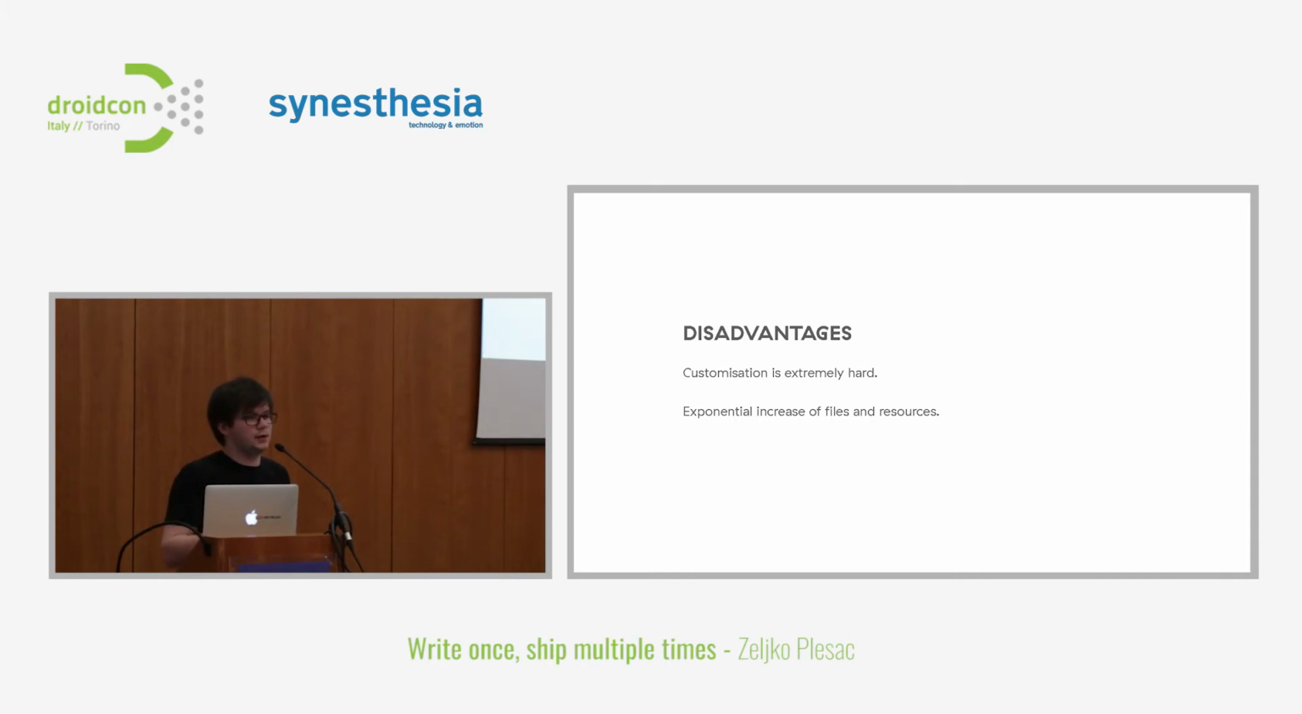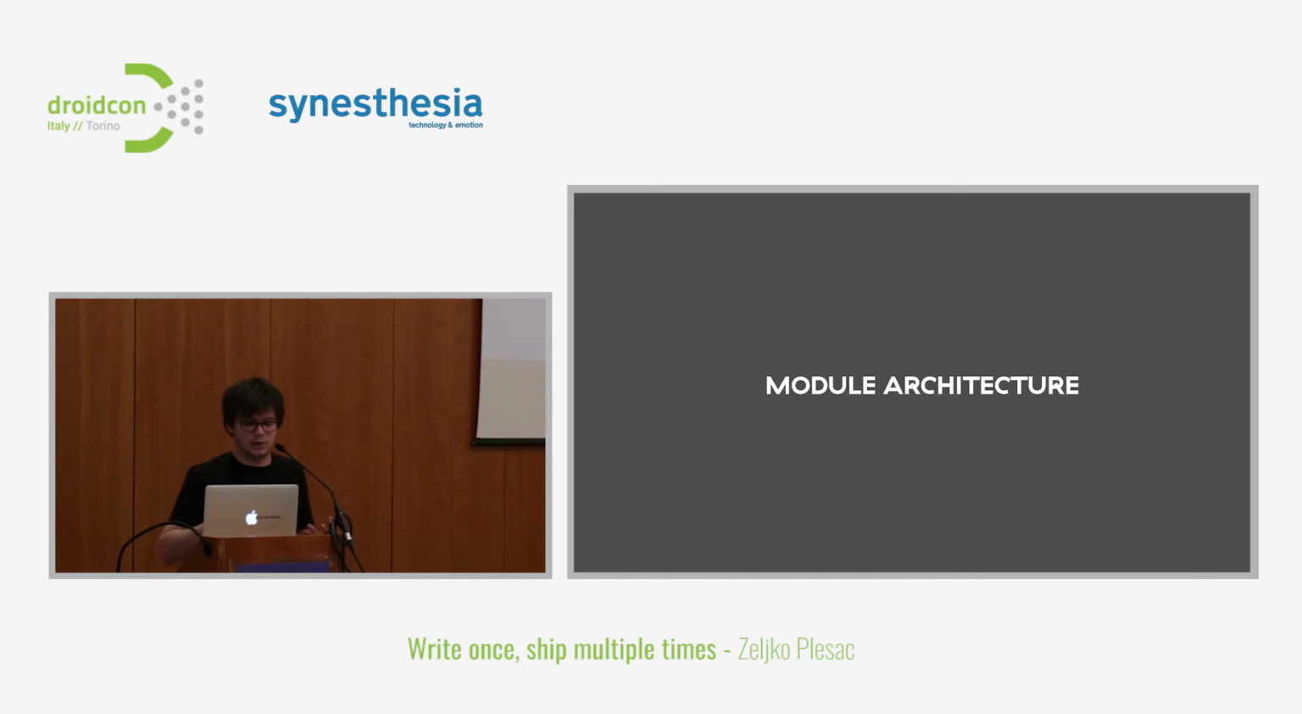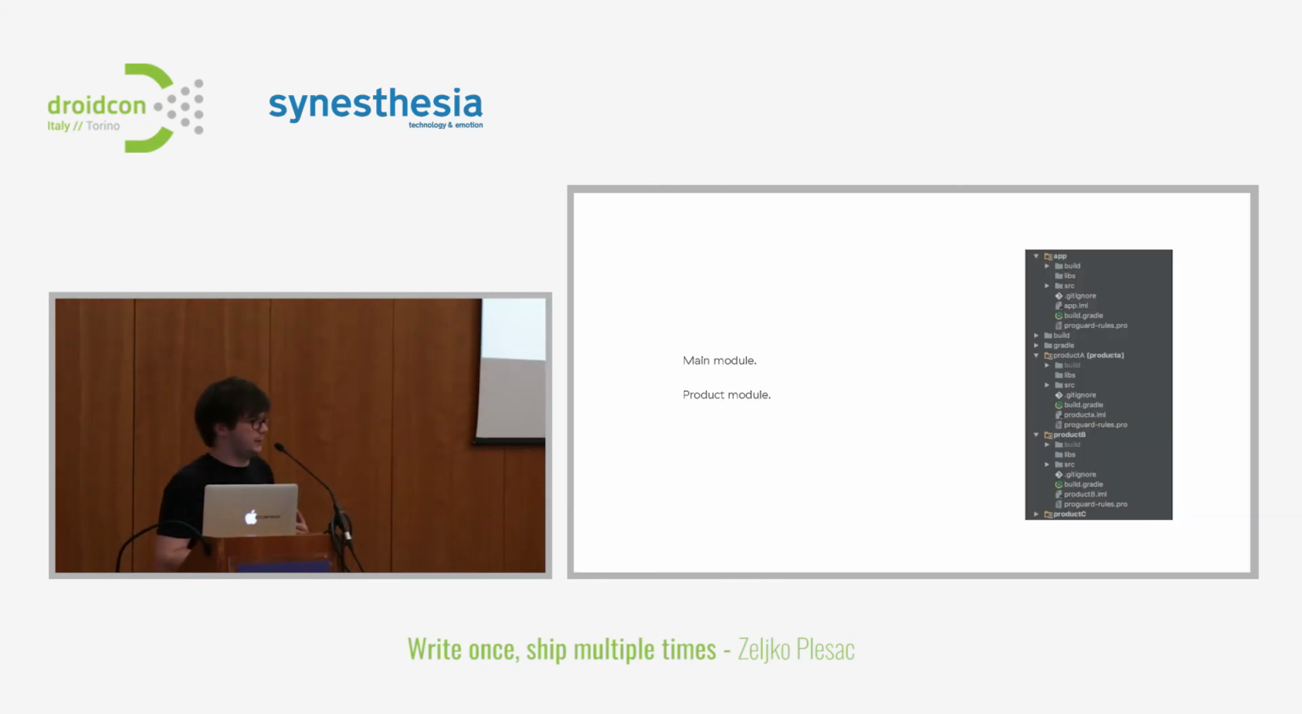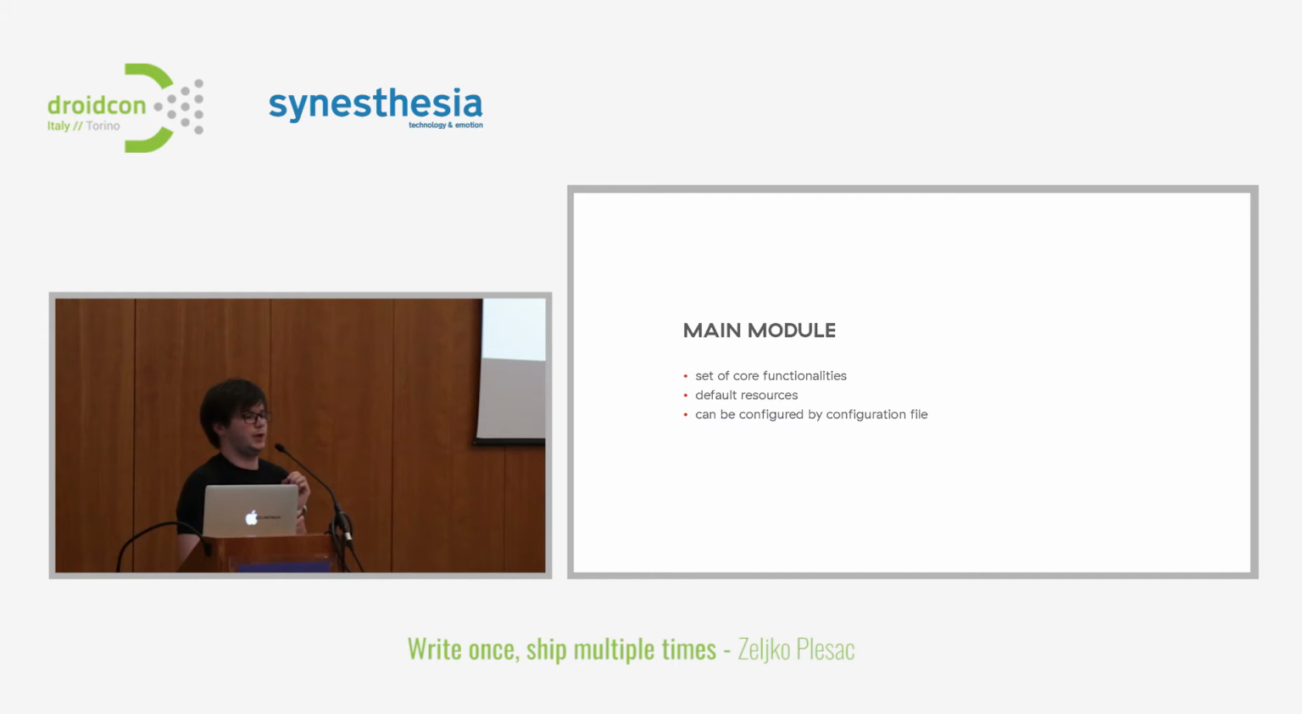You have to check if this view is actually presented in that application, stuff like that. So if you want to provide your customers with advanced customization, then you have to switch to model architecture. So basically in that type of architecture, you have main model, and then you have product models, which have a dependency to main model. Main model works pretty much the same way as main flavor in flavor type architecture.